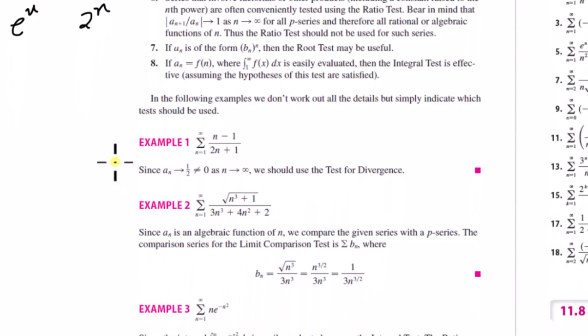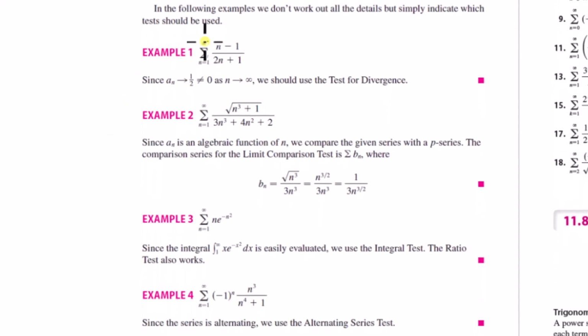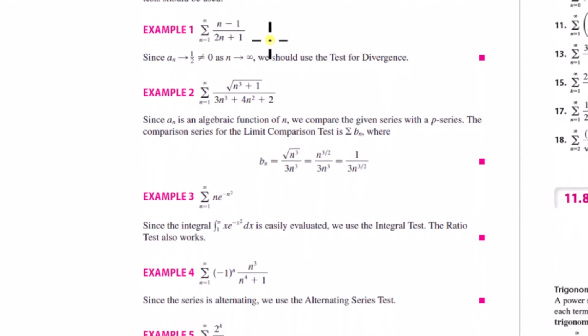They don't do the full convergence test. They just state which they're going to use first to try and solve it. But okay, here is a rational expression. So we think about the comparison test. Definitely not the ratio test, right? They look at this and they notice immediately that the limit of this a sub n, if you remember from limits, is going to be 1/2. Well, that's not equal to 0. So this is going to diverge based on the test for divergence.